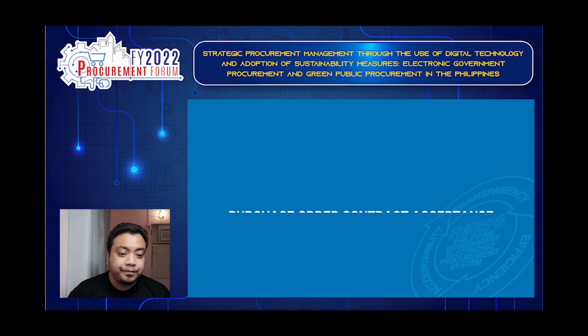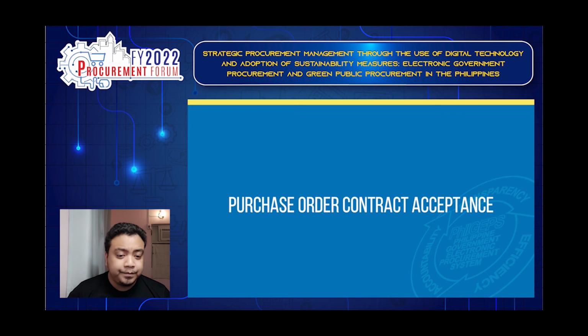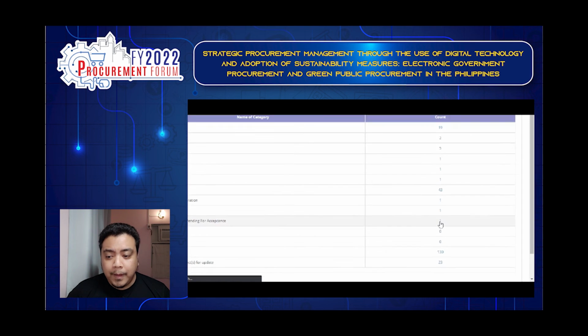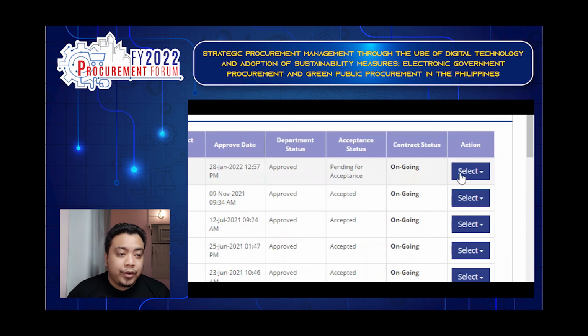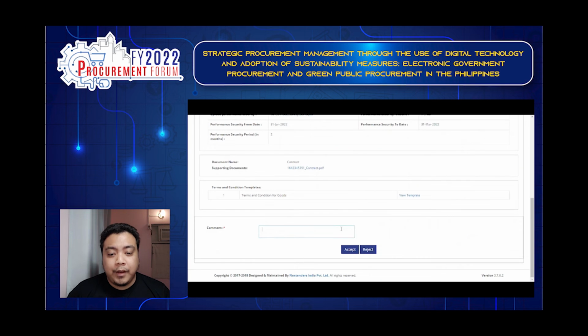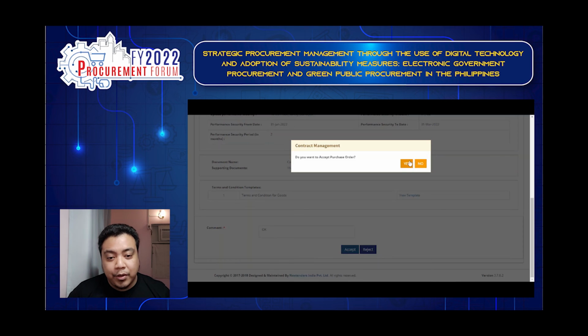So next, purchase order contract acceptance. So may acceptance dito for the purchase order. So under the action, may acceptance of contract or PO, and then put a comment. Kung may comment kayo, then click accept button, and then that's it.